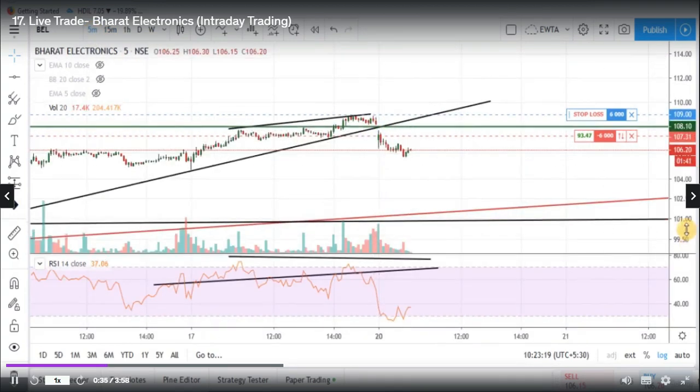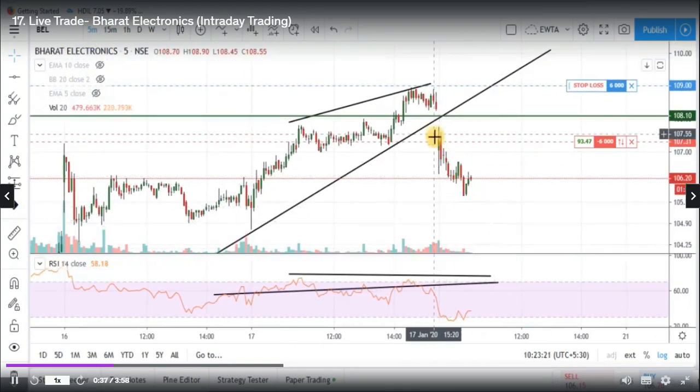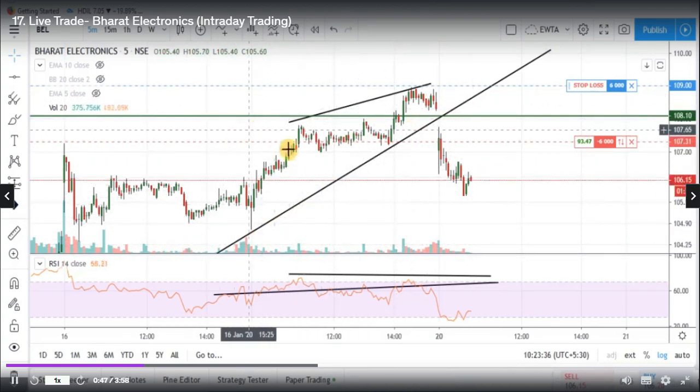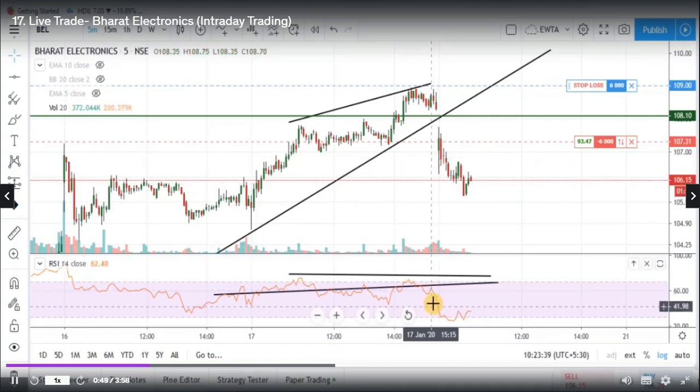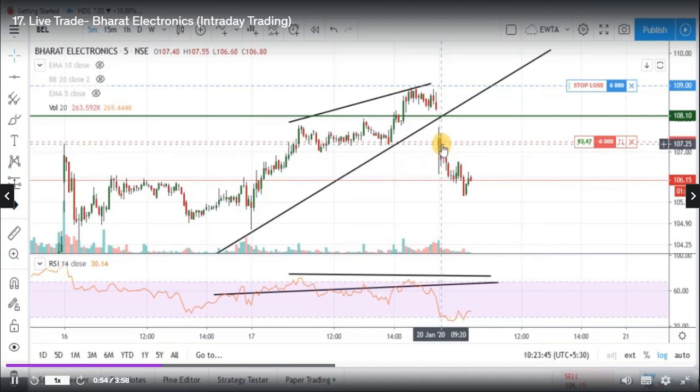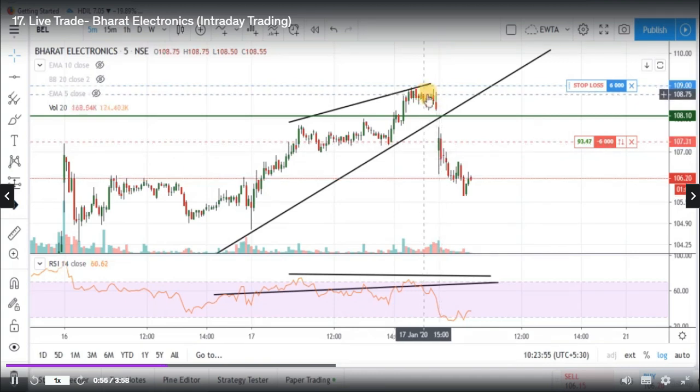You can see this is a 5-minute chart, and this was a gap down opening. Prices were trading below this resistance line and also below this trend line. This is the trend line for this stock for the current move, and on the 5-minute chart RSI was also trading below the 50 level, so I immediately entered my short position. This was the stop loss level for the divergence strategy.